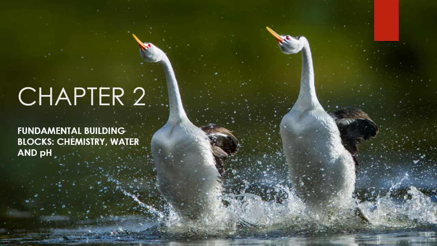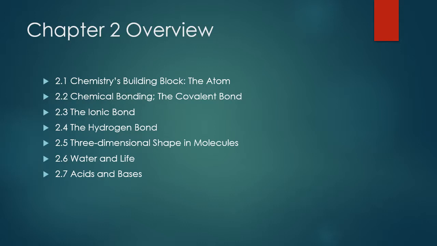This week we are covering chapter 2 in your textbook, which is called Fundamental Building Blocks: Chemistry, Water, and pH. In this chapter we will cover sections 2.1 through 2.7: chemistry's building block, the atom; chemical bonding and the covalent bond, the ionic bond, and the hydrogen bond; three-dimensional shapes and molecules; water and life; and acids and bases.